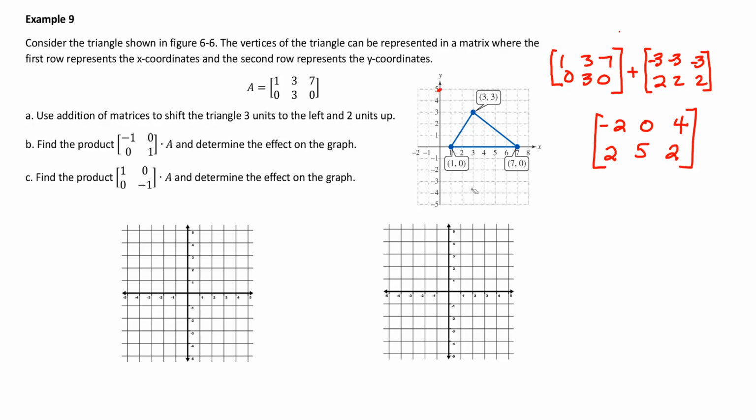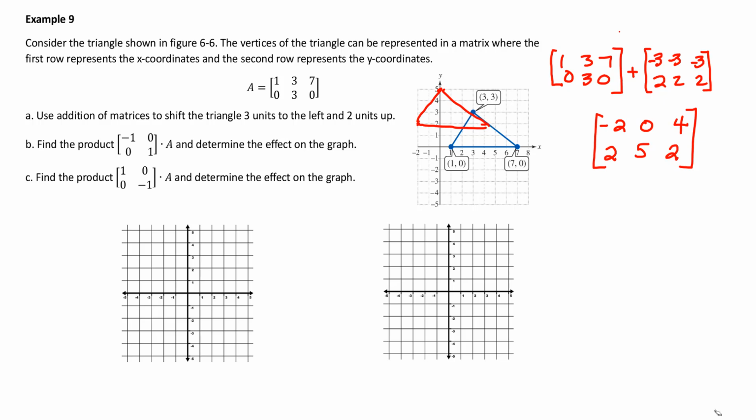Oops, what happened to my negative 2? 2 disappeared. And then you would have 4, 2, which is here. So this would be your new triangle. And you can see that it has been moved 3 to the left and 2 up.